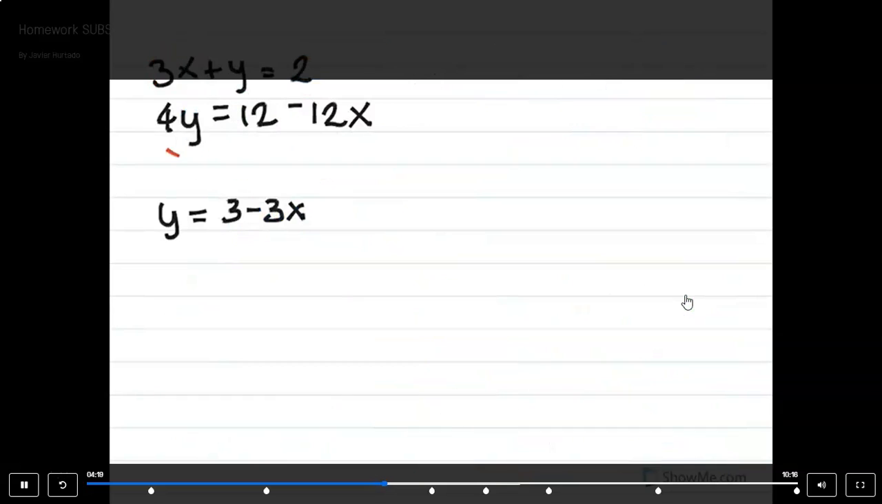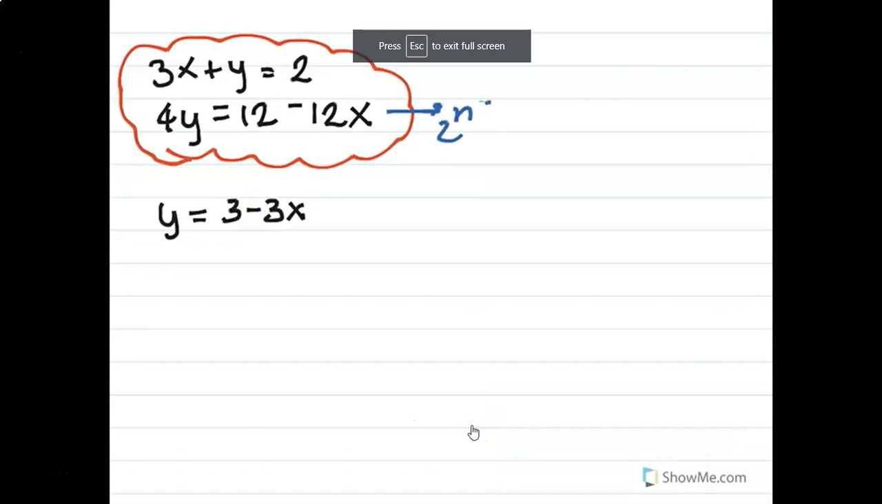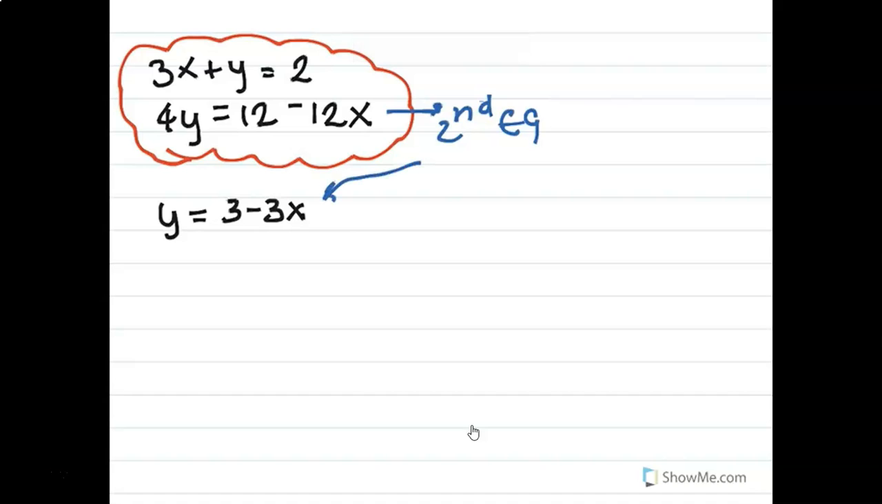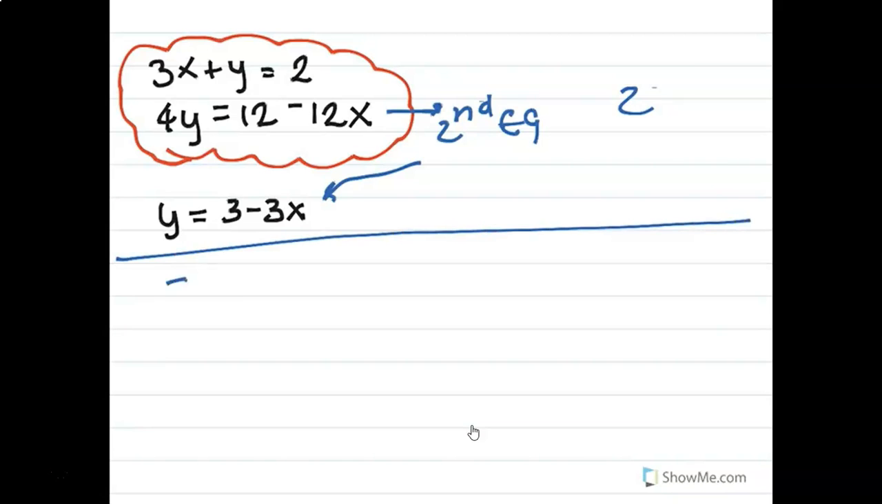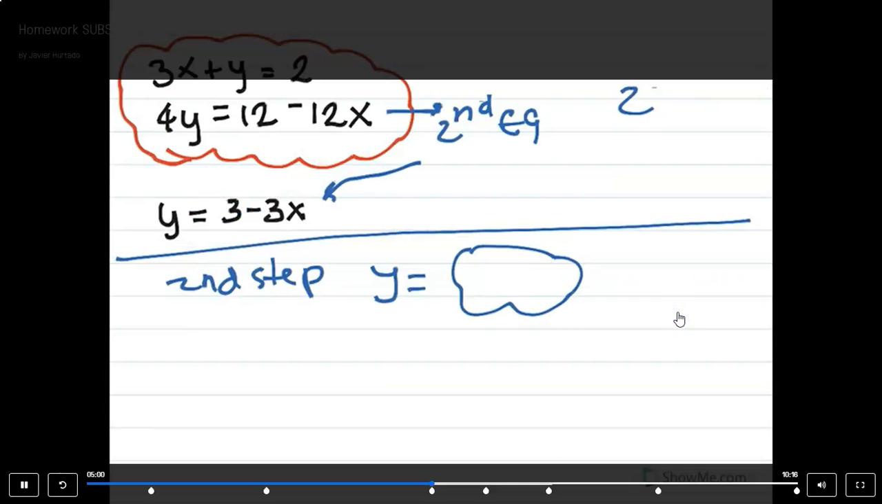Now the system that I'm solving is this system here in the red cloud. I used the second equation to solve for y, and then I got this result in the blue cloud, okay? So for my second step, I need to find an equation like this: y equals something, on the right side, another equation. And it turns out that I have it here.